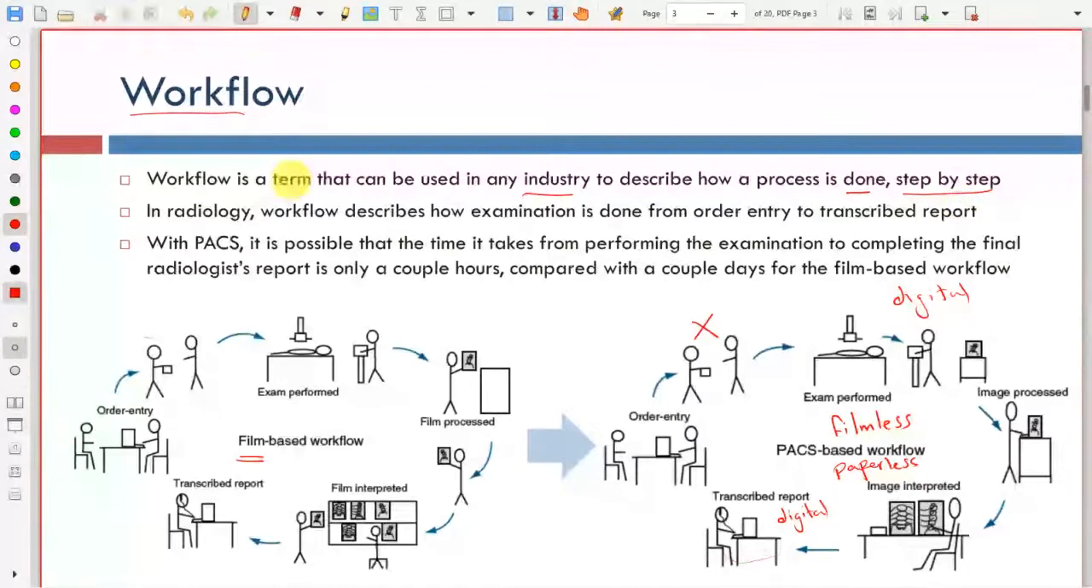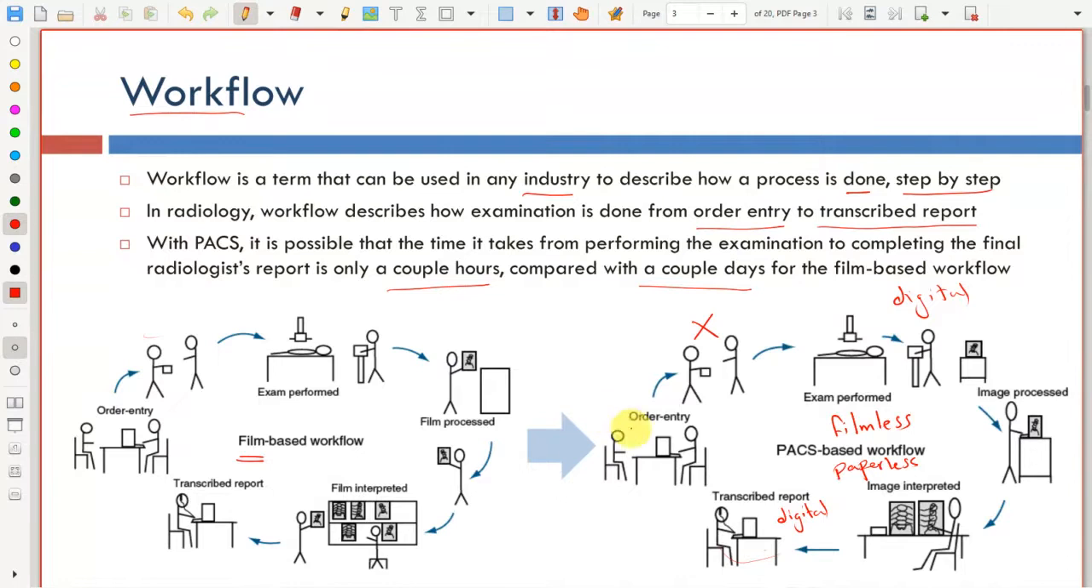In radiology in particular, workflow describes how the examination is done from the order entry, this is the first step, to the transcribed report, this is the last step. With PACS, the time it takes from performing the examination to completing the final radiologist report is only a couple of hours, compared with a couple of days for the film-based workflow. So this is very important.